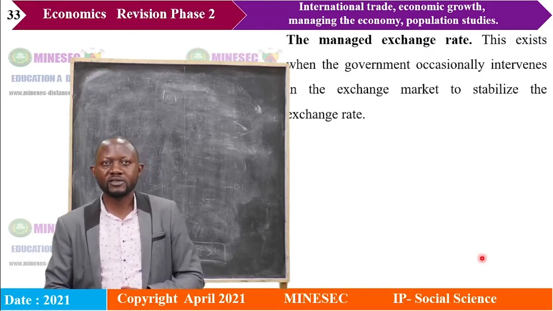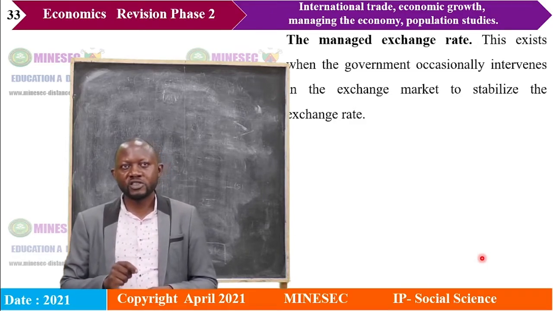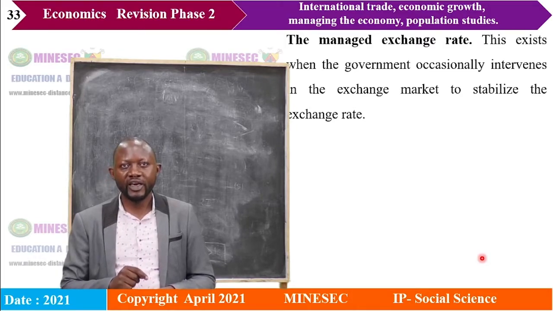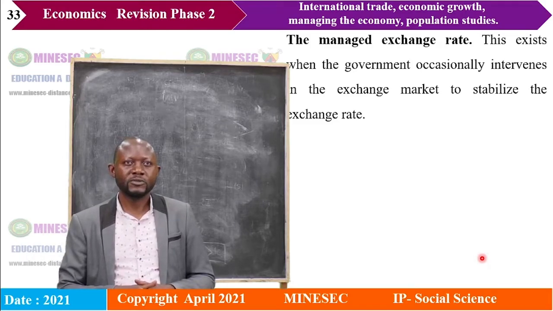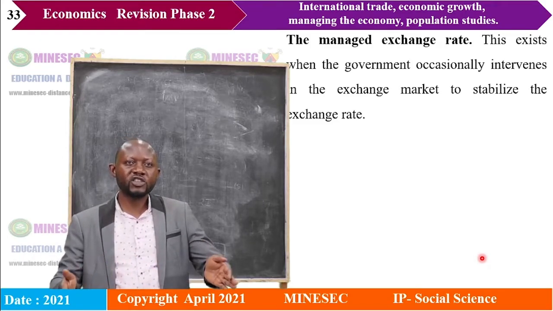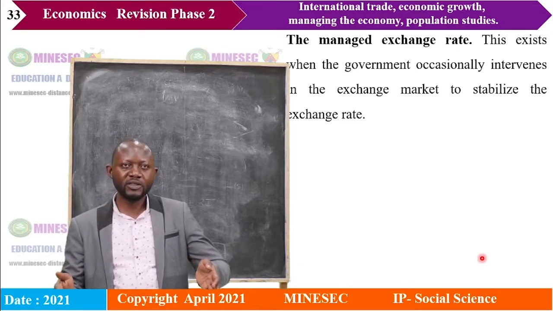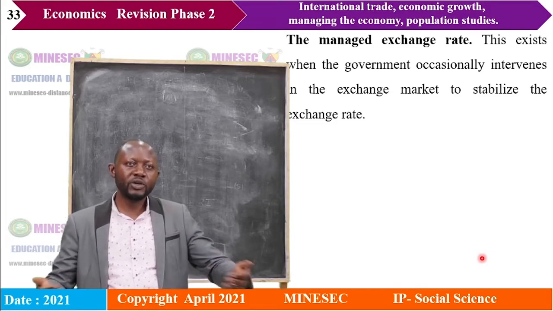Now let's go to the last, the managed exchange rate. This exists when the government occasionally intervenes in the exchange market to stabilize the exchange rate. Meaning that the government allows the exchange rate to fluctuate within a given range, a given limit. It only intervenes when it's going beyond the limit.